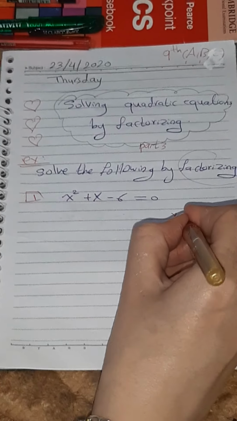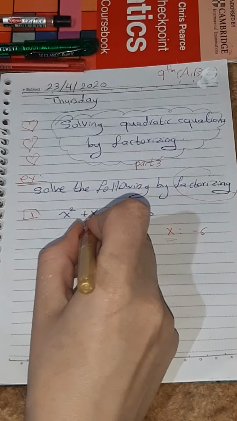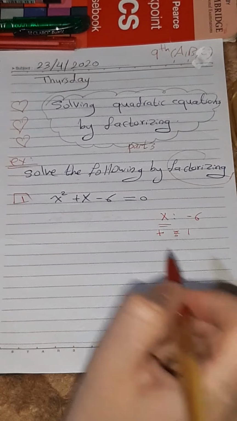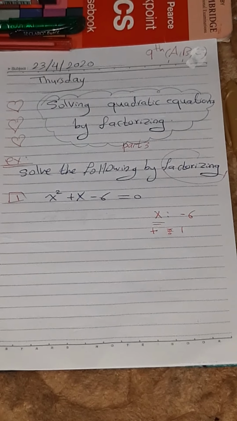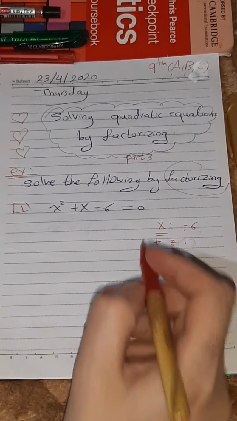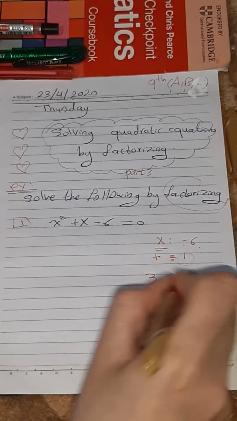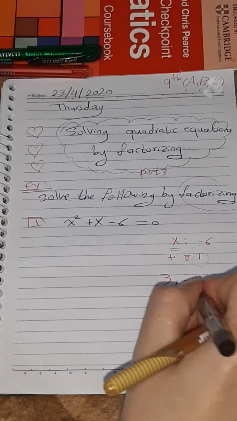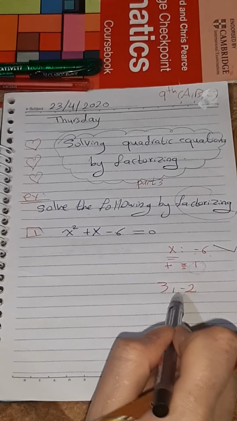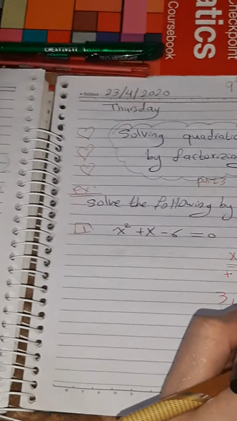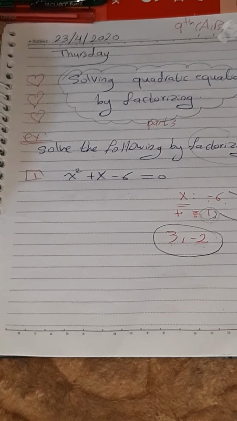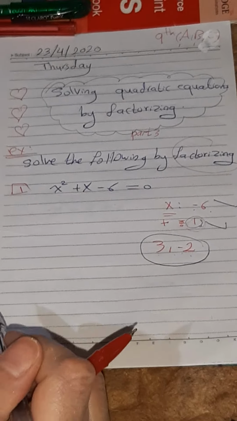Look at two numbers. If you multiply them, -6. If you add them, equals 1. What are these two numbers if you multiply them -6 and if you add them 1? Try 3 and -2. If you multiply them, 3 times -2, -6. 3 plus -2 equals 1. Yes, so 3 and -2, these two numbers are working for this quadratic equation.